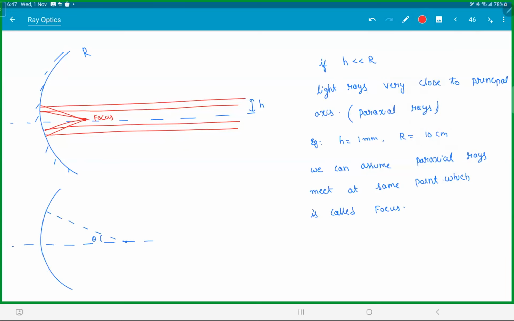They meet at the same point, which is called the focus. So this is theta. Basically, this is what you're calling the focus. So this is C. So CF is R by 2 sec theta. With theta tending to 0, this will tend to r by 2. So this length is pole to focus. This is r by 2, which you learned in school. PF is r by 2. This is called the focal length.